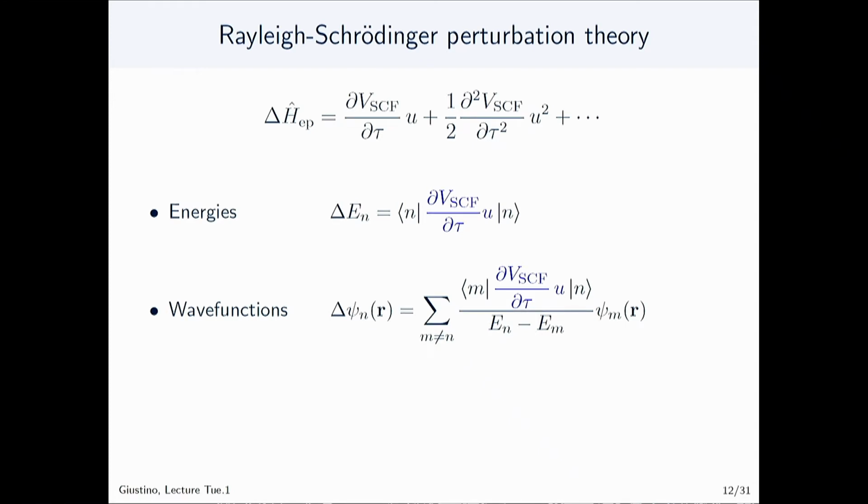There is something else that you find in the same book chapters on perturbation theory, which is the change of the wave functions. It's just slightly more difficult. This is a diagonal matrix element, and this is a non-diagonal matrix element between two different states, divided by the energy difference between these two states, and multiplied by the wave function of the states over which we are doing the summation. That's just a standard recipe.